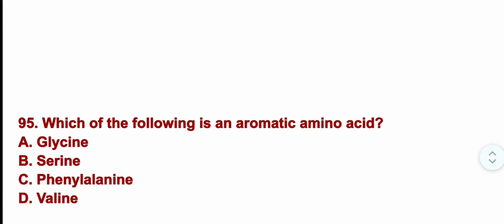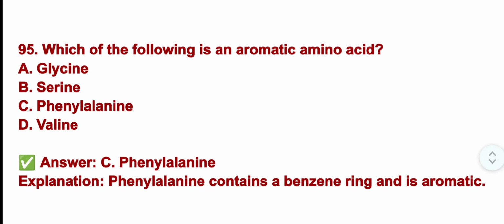Question number 95. Which of the following is an aromatic amino acid? The correct option is option C, phenylalanine. Phenylalanine contains a benzene ring and is aromatic.